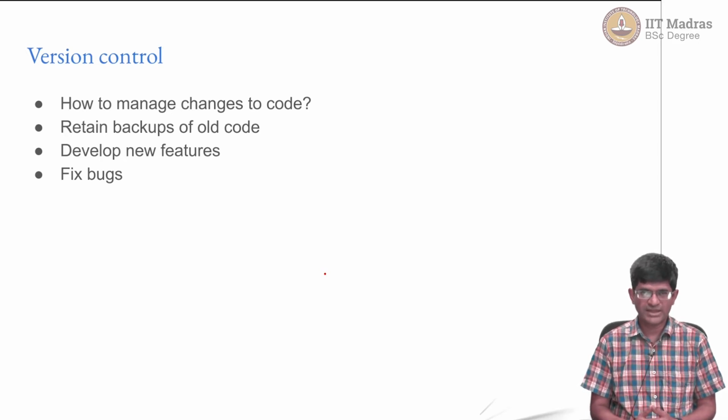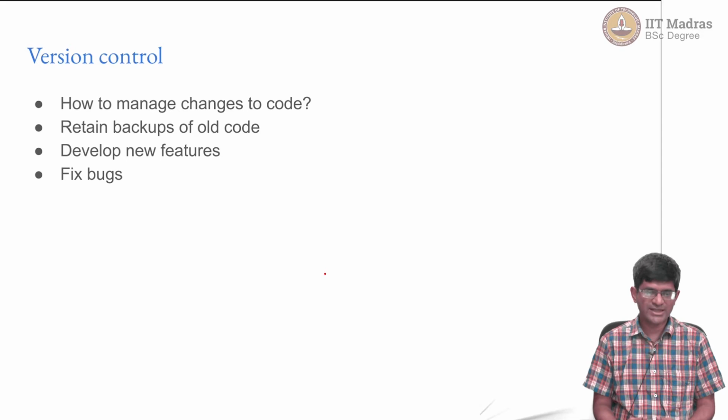Hopefully all of you have at least heard the term Git. Hopefully many of you have used Git in some form or the other. So what is Git? It's basically a type of version control software. It's a version control system. It's more than software, it's a system. And what exactly does that mean? And what is version control in the first place?